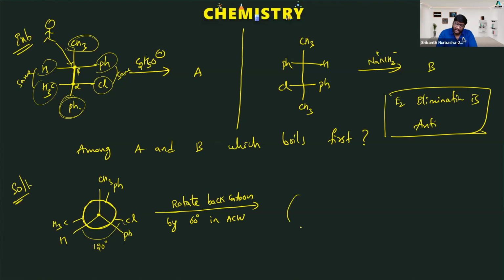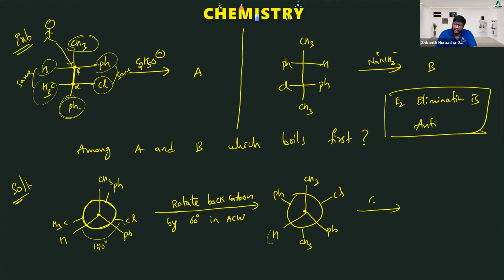So what happens in that case? The front carbon is a dot which has methyl above, Ph and H in this fashion, and chlorine will now be here. Anti-clockwise direction I'm rotating, right? Methyl will be here and Ph will be here. Anti-clockwise direction rotation I have done. Now the C2 hydrogen and chlorine, they are exactly opposite or not?